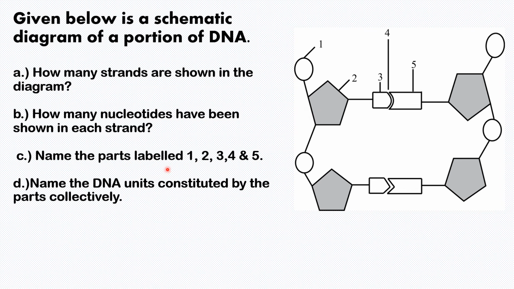Name the parts labeled 1, 2, 3, 4 and 5. 1 is phosphate, 2 sugar, then 3 nitrogenous base, 4 hydrogen bond, 5 nitrogenous base. Name the DNA unit constituted by the parts collectively. Yes, together we call it a nucleotide. Let us check.